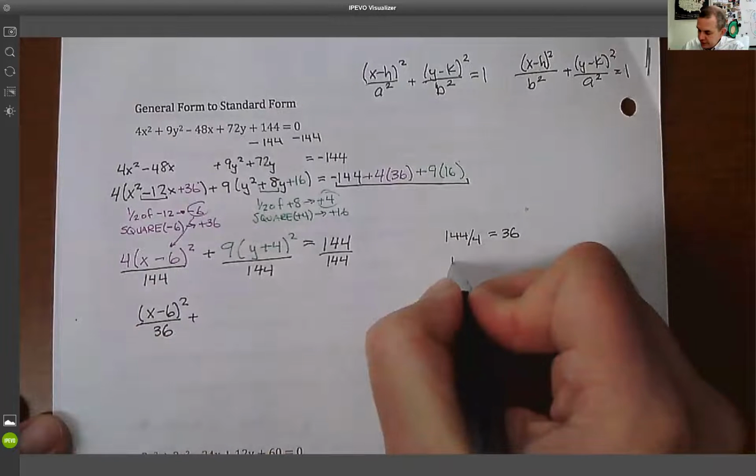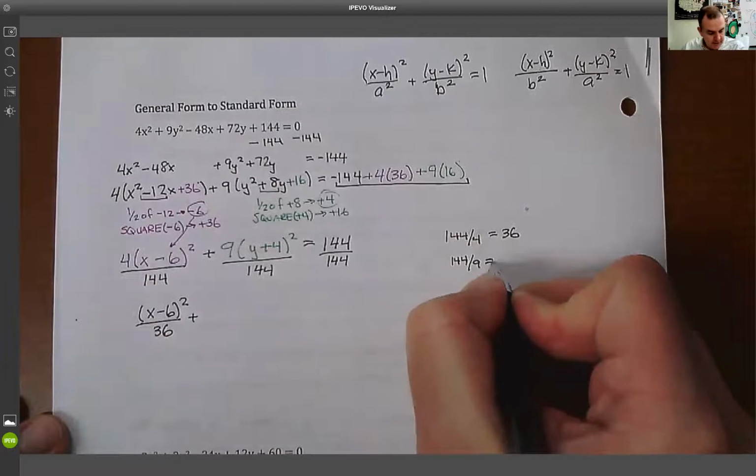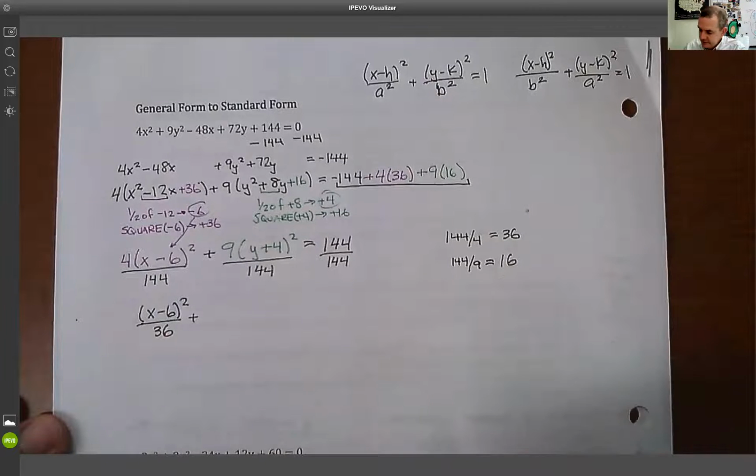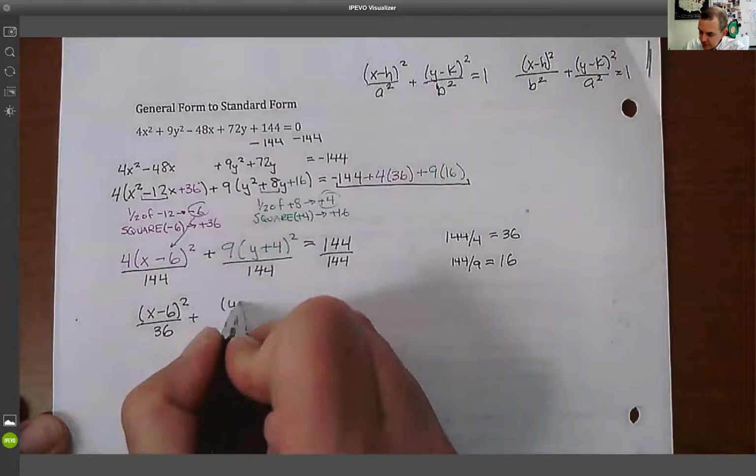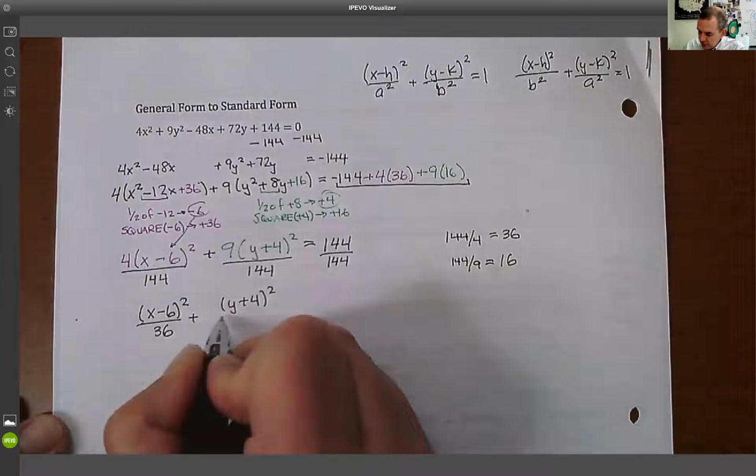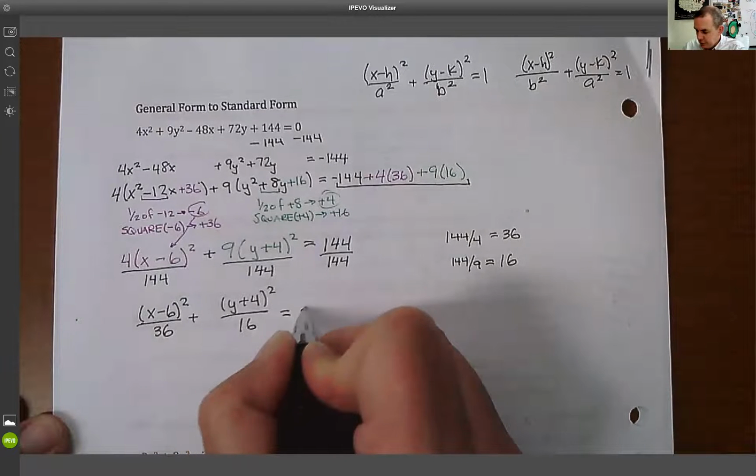You're going to go to your calculator. You're going to do 144 divided by 9. You're going to find out that that is 16. So this is going to become (y + 4)² over 16, and that's going to equal 1.